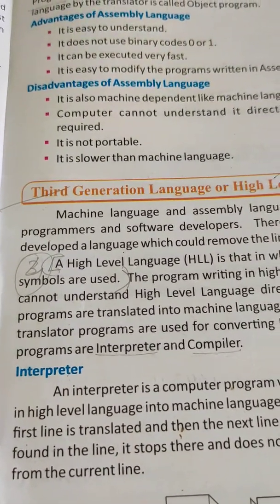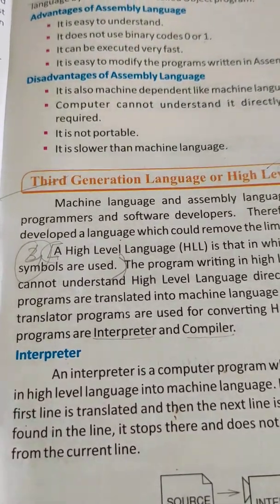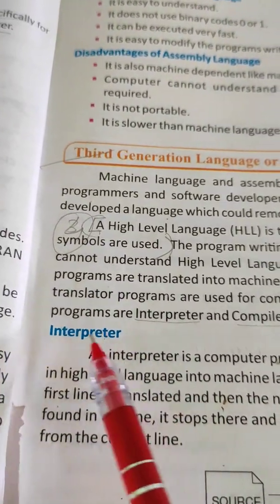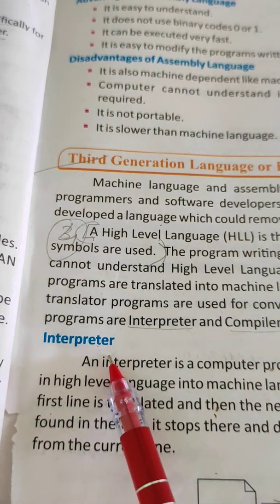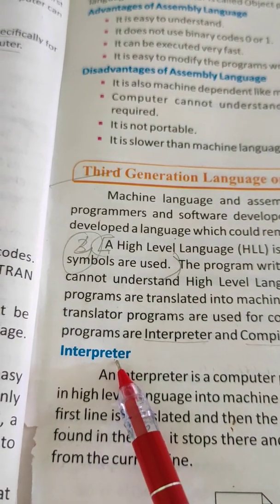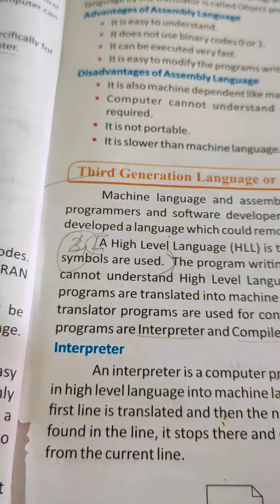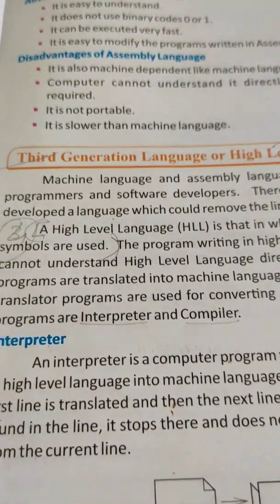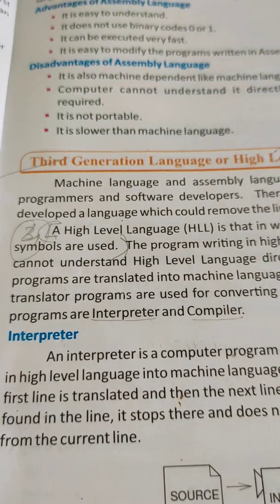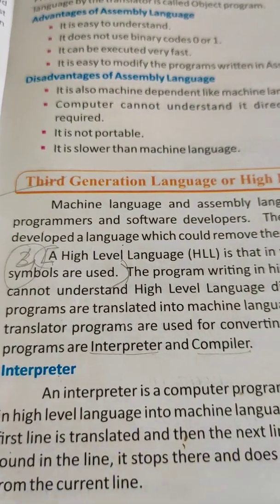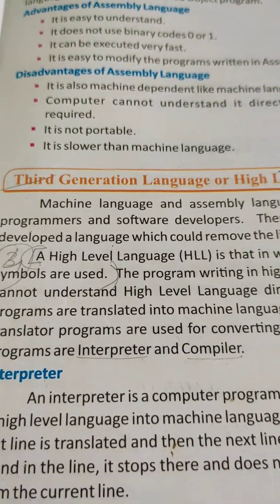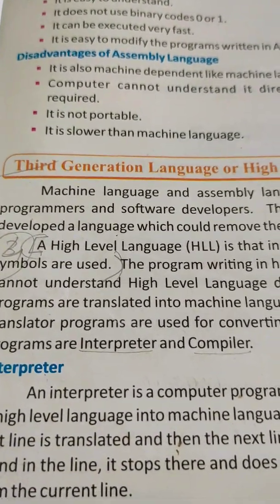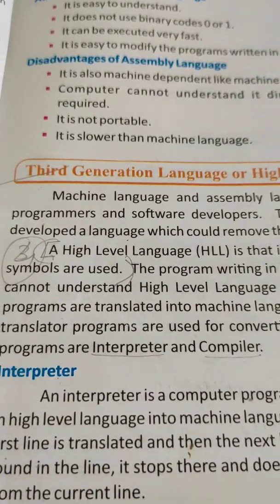Now, what is an interpreter? What is the function of an interpreter? It is a translator. Interpreter is one type of translator. It translates the program from high level language to machine language, and then only the computer can understand. An interpreter is a computer program which converts instructions written in the high level language into machine language line by line.